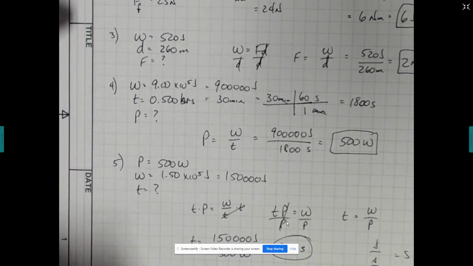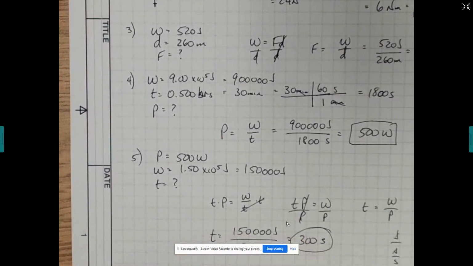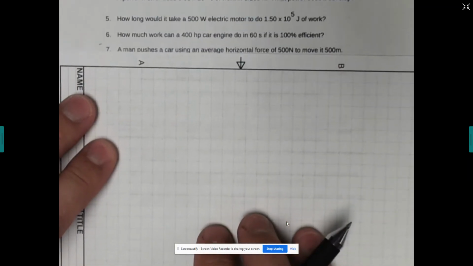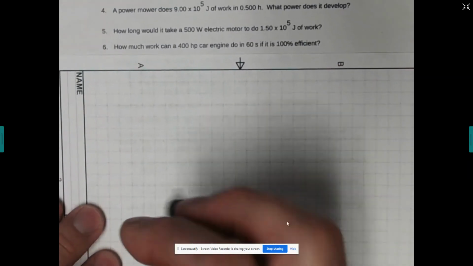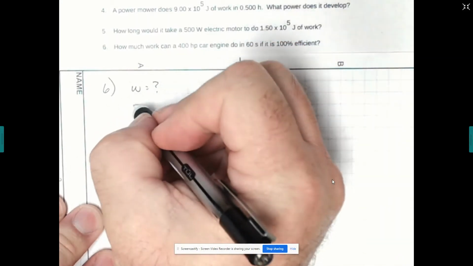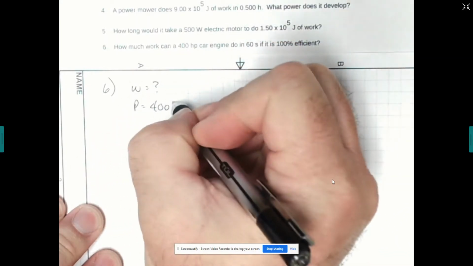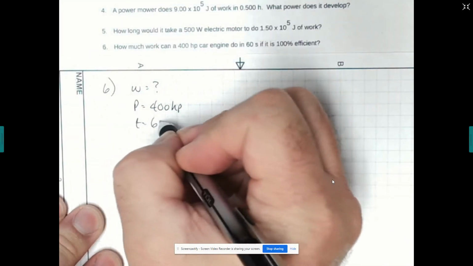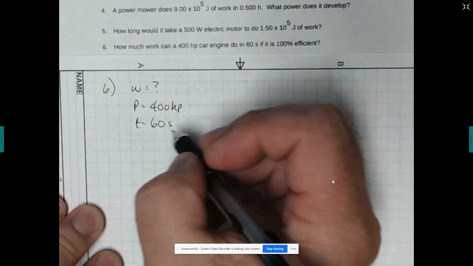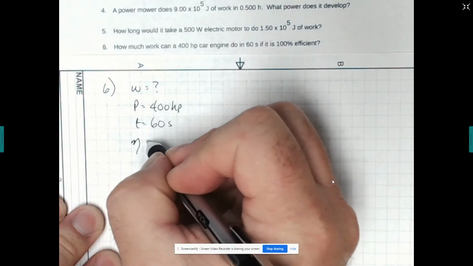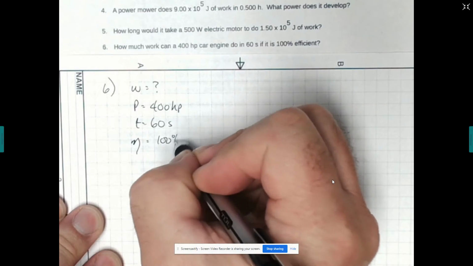How much work can a 400 horsepower car engine do in 60 seconds? I'm running out of space. Let's go to the next page. Okay, so how much work? So work is my unknown. Can a 400, so my power is 400 horsepower, do in 60 seconds, so my time is equal to 60 seconds. If it's 100% efficient, so my efficiency, this funny looking thing, is 100%.